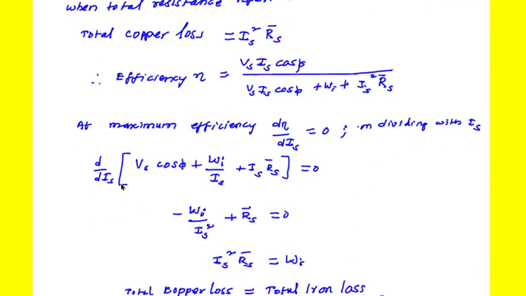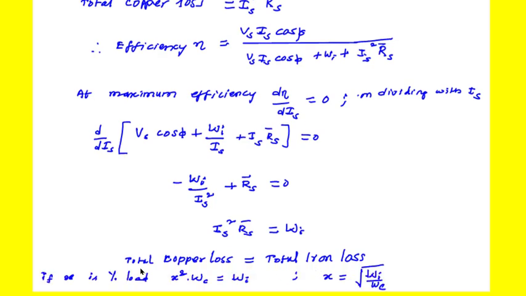So once after differentiating this with respect to IS, we are getting minus WI by IS square plus RS bar is equal to 0. So from this we can write IS square RS bar is equal to WI. The meaning of this is when the transformer efficiency is maximum, its core loss or iron loss must be equal to the copper loss of the transformer. So total copper loss is equal to total iron loss is the condition for getting the maximum efficiency of the transformer.